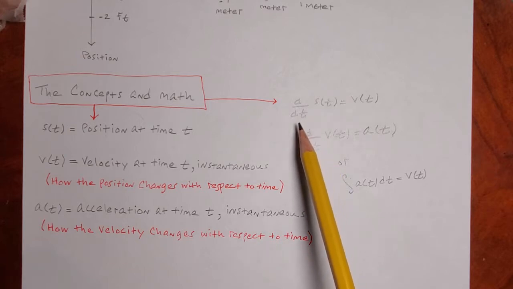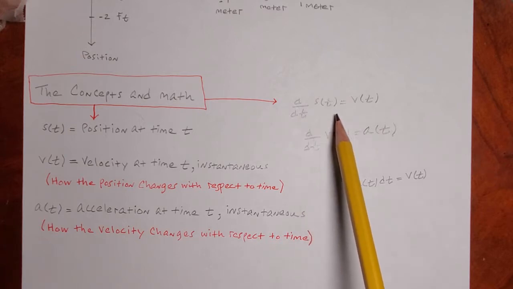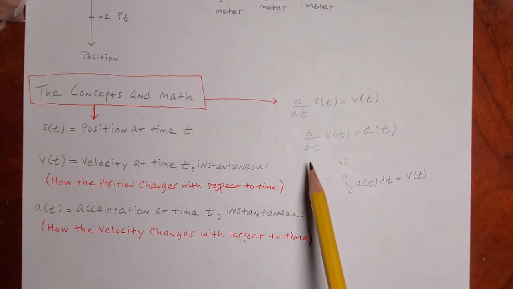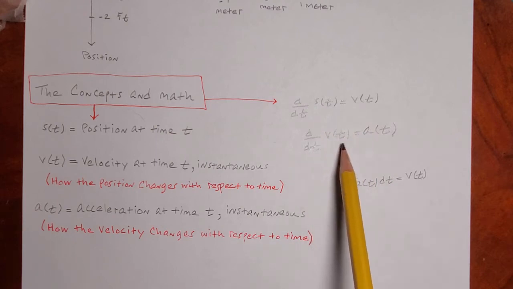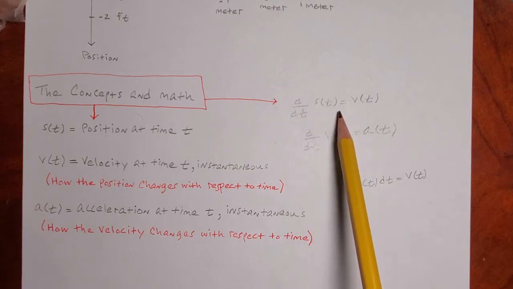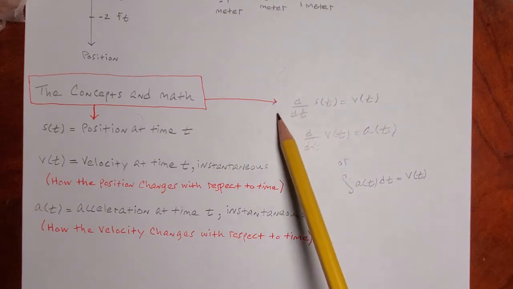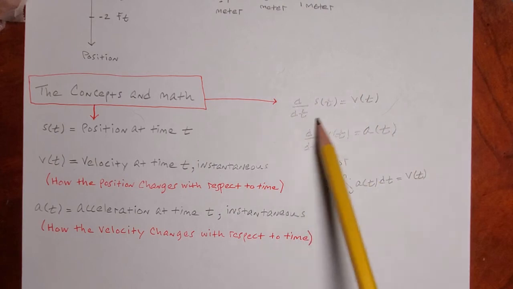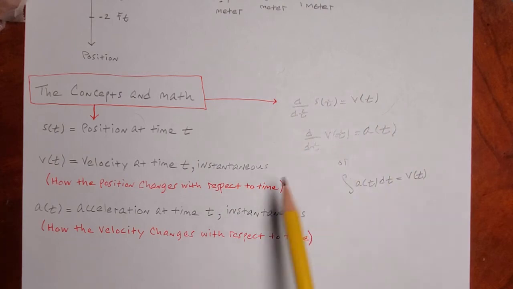And that's that the derivative with respect to time of position is velocity, and the derivative with respect to time of velocity is acceleration. Okay, how position changes is velocity. It's essentially what this says if I was going to put it into words, and how velocity changes is acceleration.